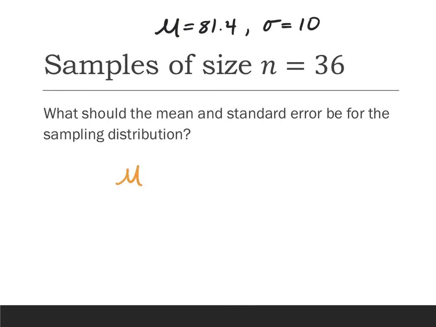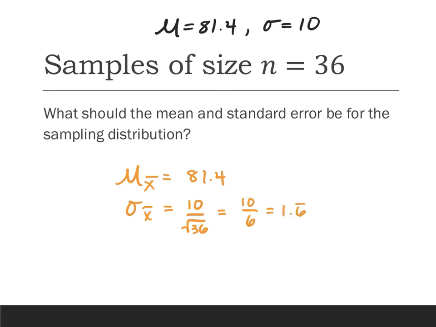So here we've got a mean of our sample means. Should be, of course, 81.4. Remember, that's just going to be the mean of the population. It's going to be the same. We expect the center to stay put. We don't expect big shifts of where the center of these distributions go. The standard deviation of the sampling distribution, or the standard error, we're going to expect to be 10 divided by the square root of 36. So, of course, that's 10 over 6, which will be 1.6 repeating.